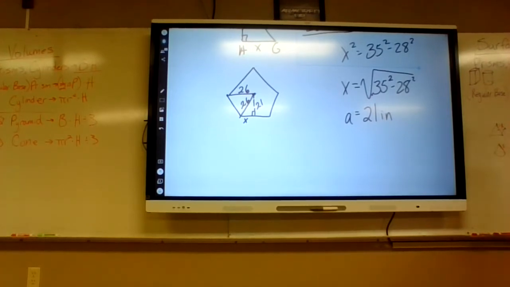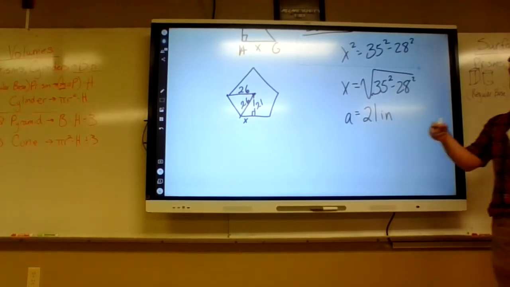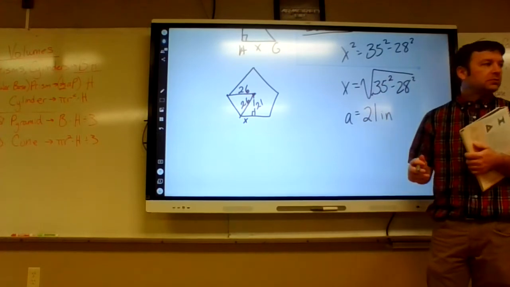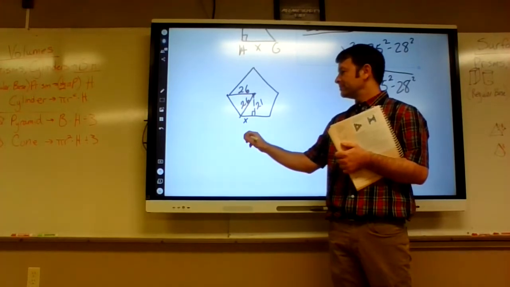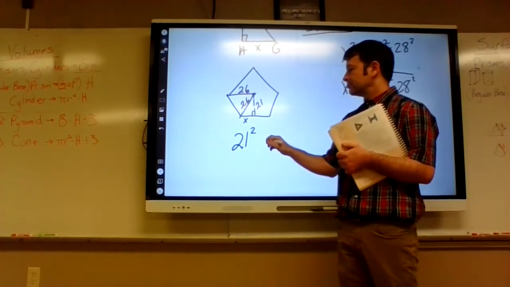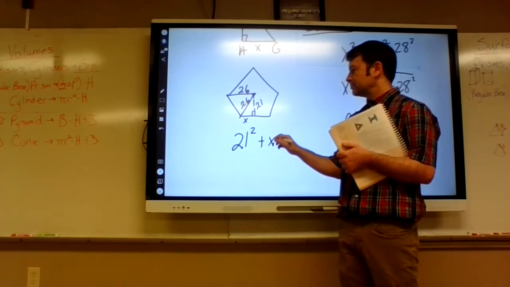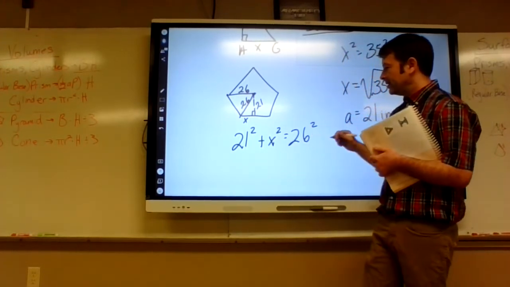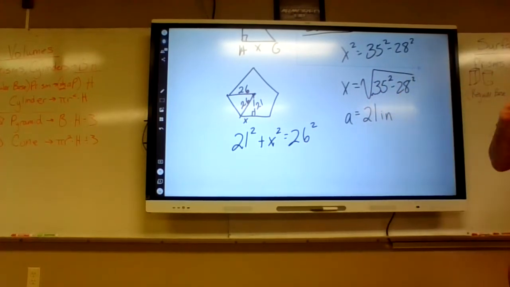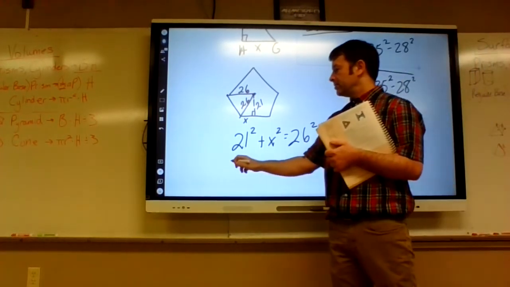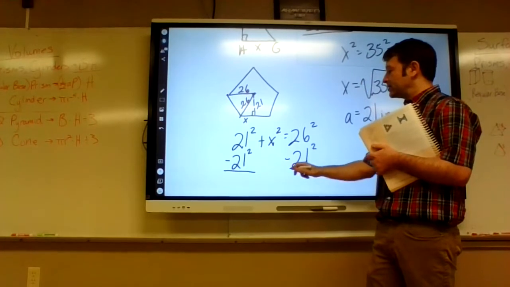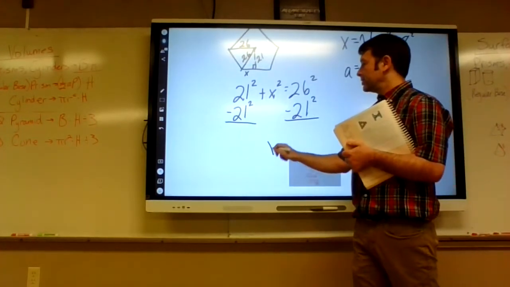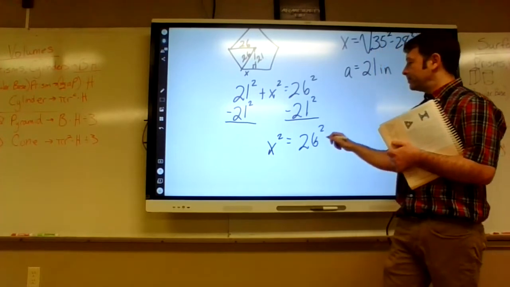All right, Emily, how do I set up to solve for X? Ready? Alright, Montana? Would it be 21 squared plus X squared equals 27? Yeah, just like the last one. 21 squared plus X squared equals 26 squared. So you could plug 21 squared in the calculator, but whatever that is is going to be subtracted, right? So we get X squared equals, just like the last problem.